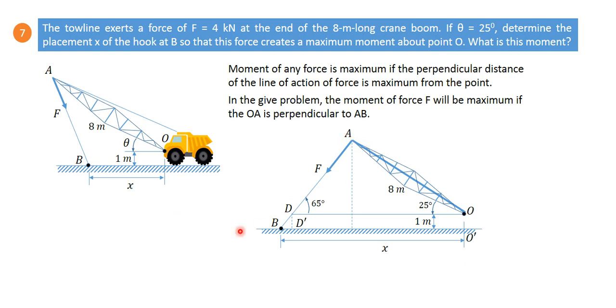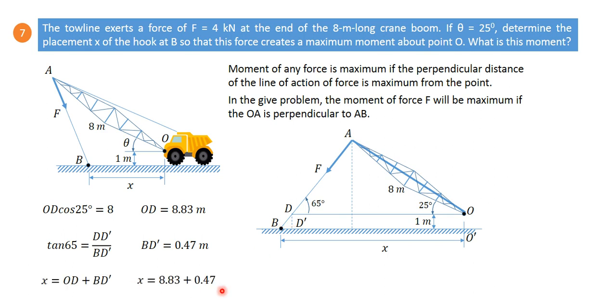So now let us consider simple geometry to find the value of OD. OD will be 8.83 meter as shown here, and then tan 65 will give us BD. This is the additional distance, and our answer will be 9.93 because this is the distance which is 8.83. This additional distance will be added, so x is 9.3 meter, and the maximum moment is 32 kilo Newton meter in the counterclockwise direction.